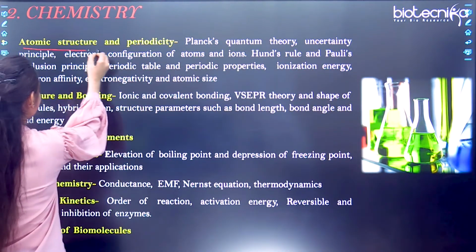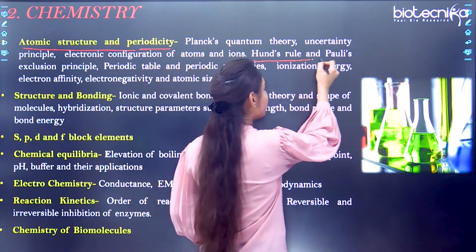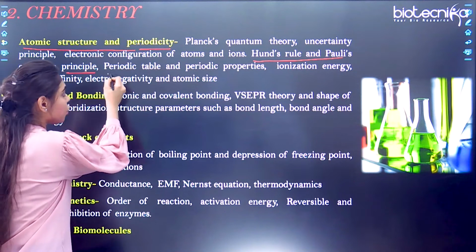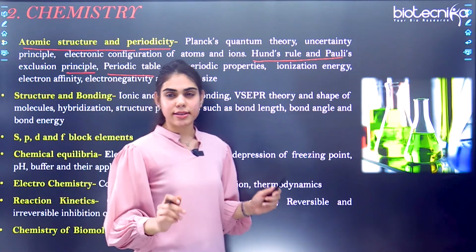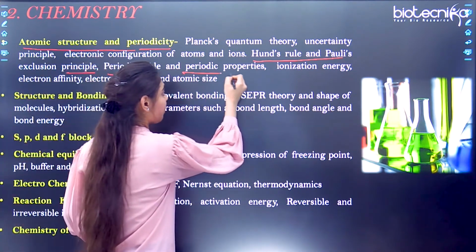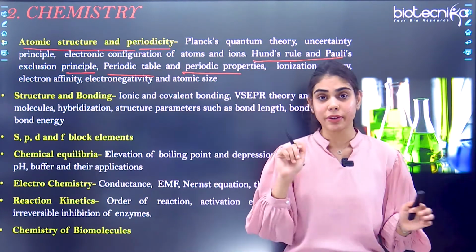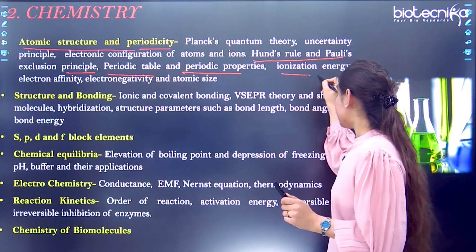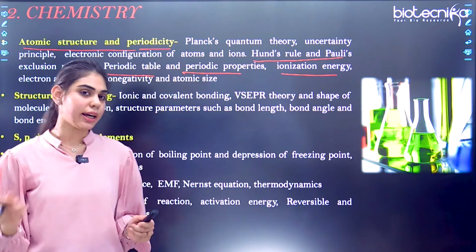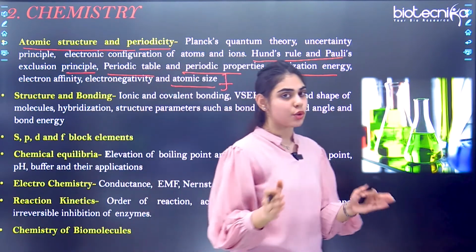So the first topic over here is atomic structure and periodicity. Under this, you should learn about Hund's rule and Pauli's rule. What is Hund's rule and Pauli's exclusion principle? Also, you should know about the periodic table and the most accepted periodic table given by Mendeleev. You should know what the periodic properties are, what is atomic size, what is atomic number, how it increases across and down the periods and groups. What is ionization energy? What is the increasing and decreasing profile for electron affinity, electronegativity, and also atomic size? So you should have a glance and practice numericals, you will get into it.